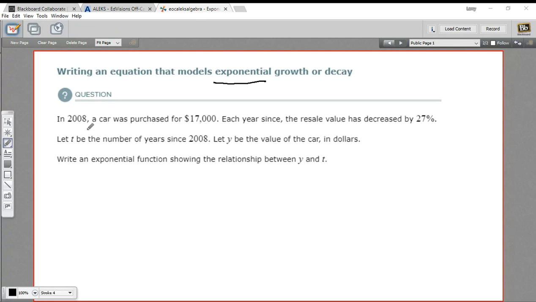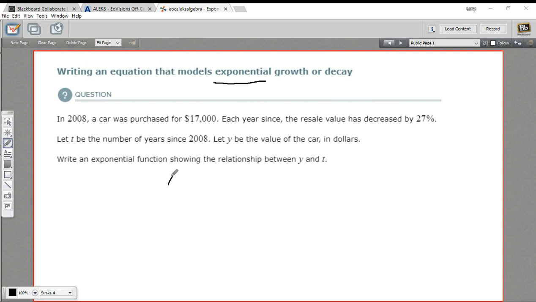It says, in 2008, a car was purchased for $17,000. Each year since, the resale value has decreased by 27%. Let t be the number of years since 2008. Let y be the value of the car in dollars. Write an exponential function showing the relationship between y and t.